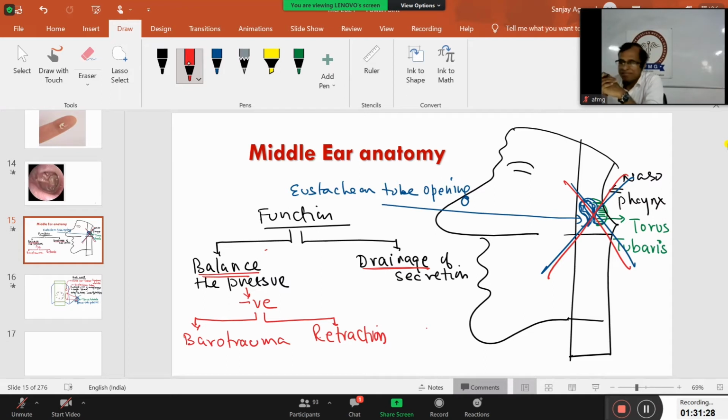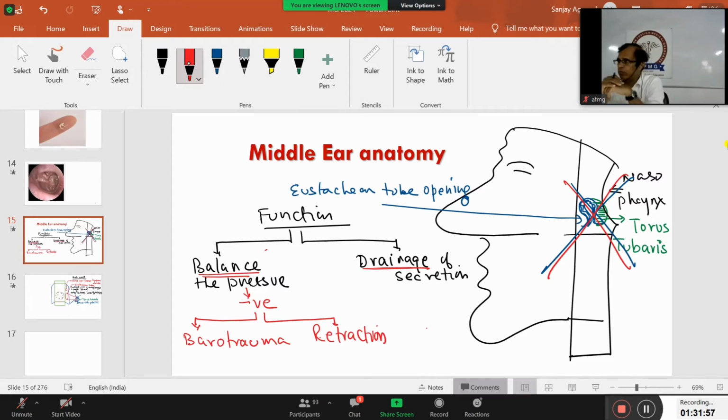And the second problem is, of course, barotrauma. The third is retraction. I mean, first is barotrauma, second is retraction, and third is otitis media. Now, otitis media is a very, very important topic. It's a very big topic actually. And it takes a lot of time to discuss otitis media. So that we'll do later on, not today, tomorrow, in details. We'll discuss that in details tomorrow.